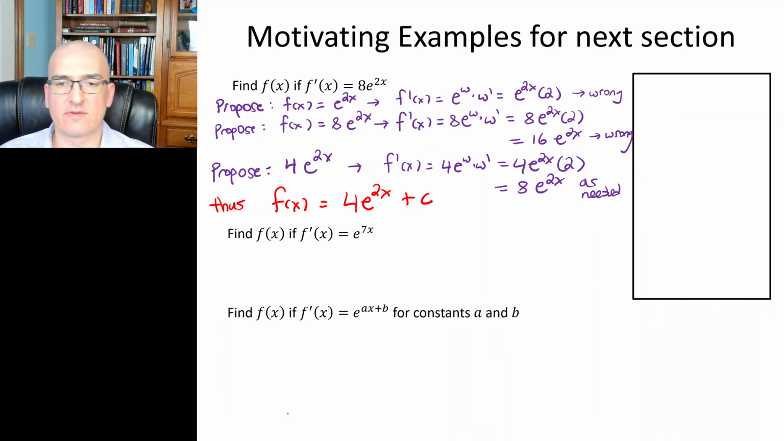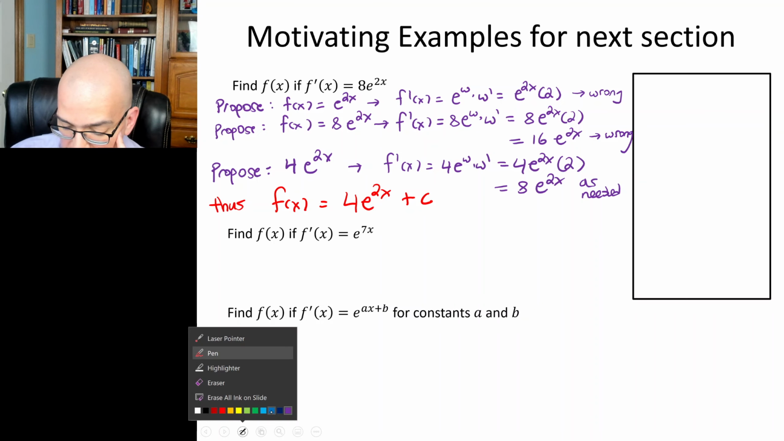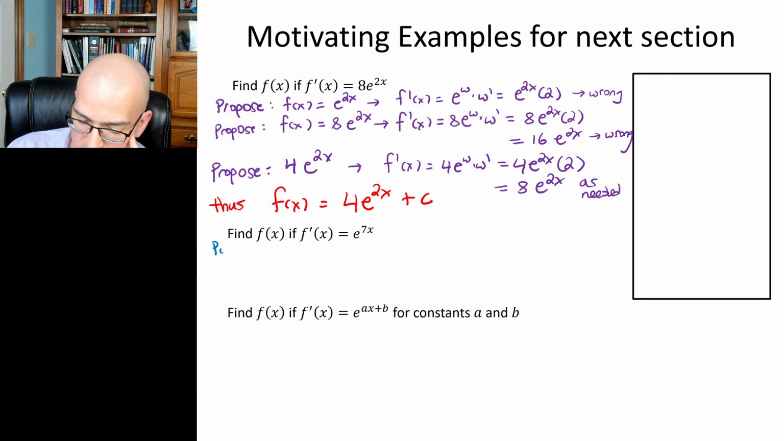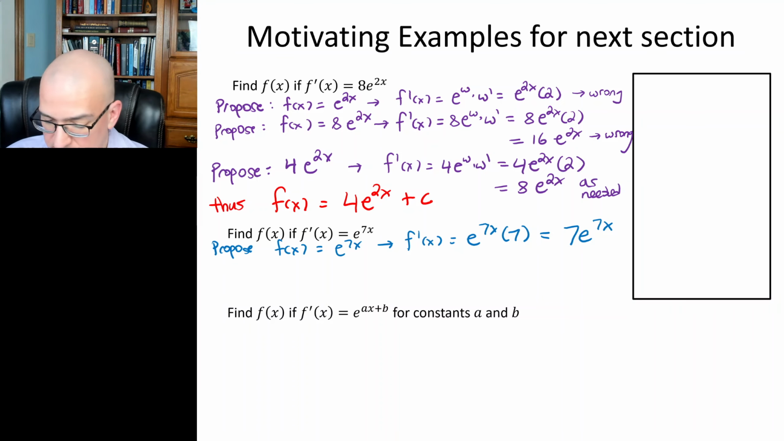Okay, similar reasoning. How do we do this one? If I take the derivative of e to the 7x, so let's say I make that my proposal. I propose f of x equals e to the 7x, and then I take the derivative. f prime of x is going to be e to the 7x times 7, e to the w times w prime, which is 7 e to the 7x. I don't want the 7 there. The puzzle doesn't have a 7. So what do I need in front to cancel the 7 that will come down? Well, I need a 1 over 7.